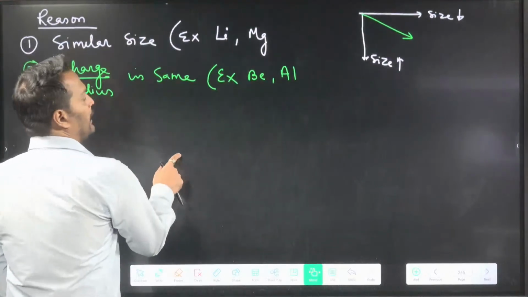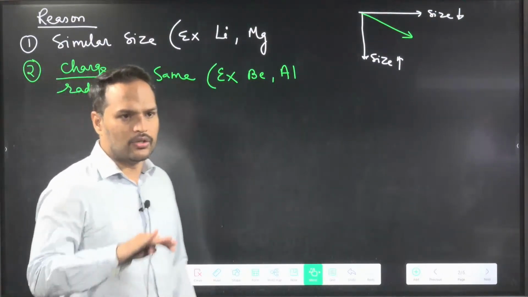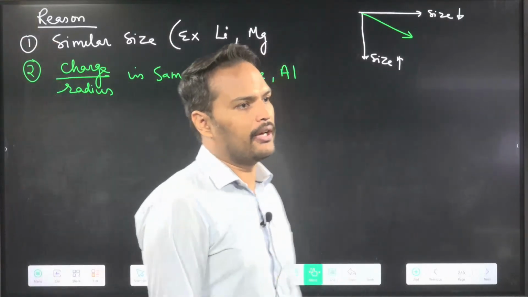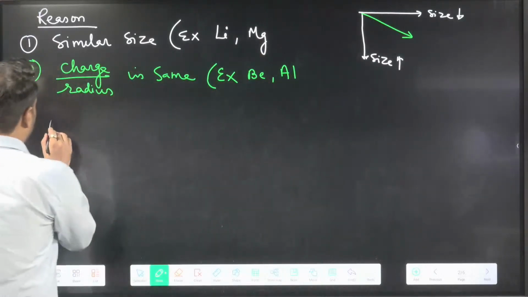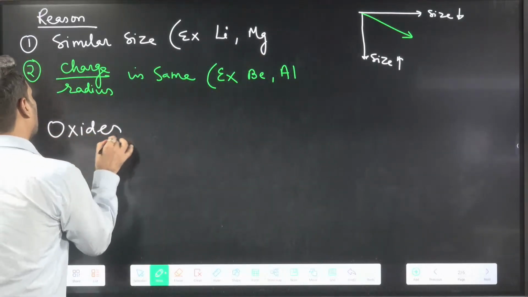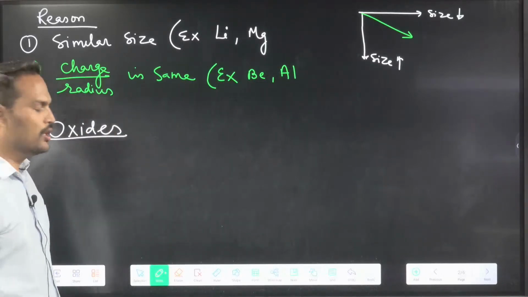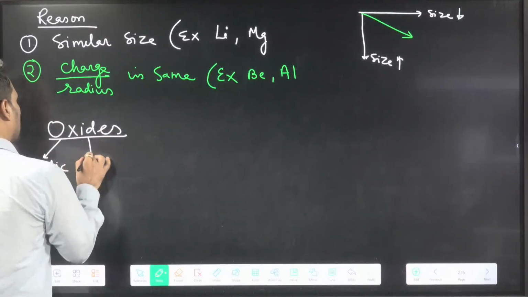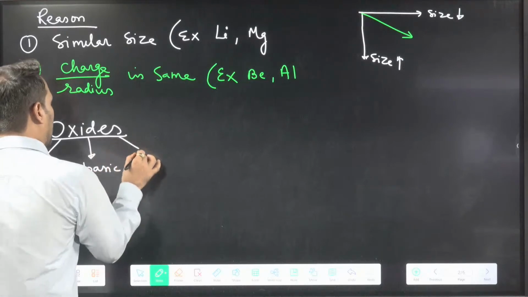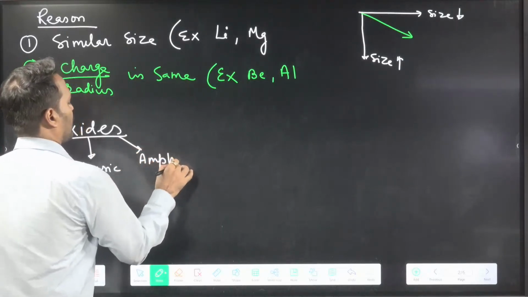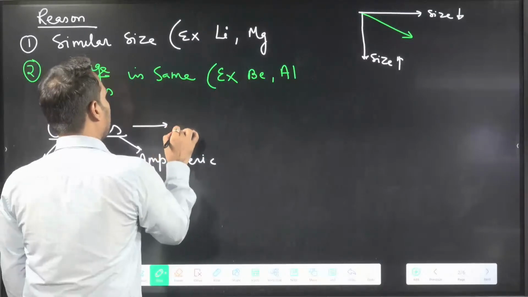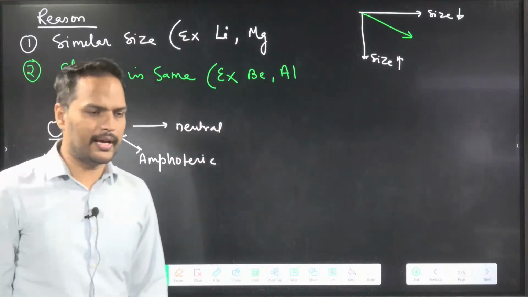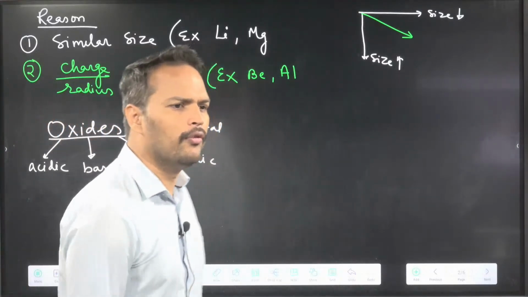Done. Now we are moving to the final topic. We have almost half an hour, and this topic will continue for the next half an hour. That topic is oxides, the nature of oxides. We have divided oxides into 4 parts mainly: acidic, basic, amphoteric, and neutral.